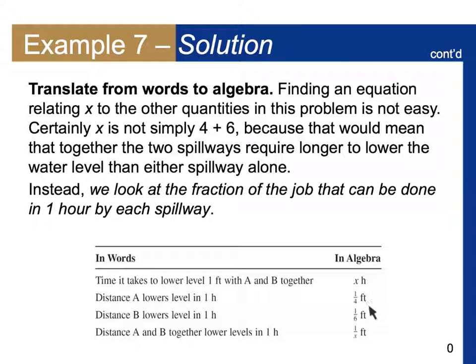Together, in 1 hour it lowers the level by 1/4 plus 1/6. We keep adding those up hour by hour until we get to 1. Or we can say the distance A and B together lower the level in 1 hour is 1 over x feet. We can think of x as the fastest time, because it's A and B together. So it's going to lower it by 1 over x feet in 1 hour if both of them are open. Now x is going to be something less than 4.